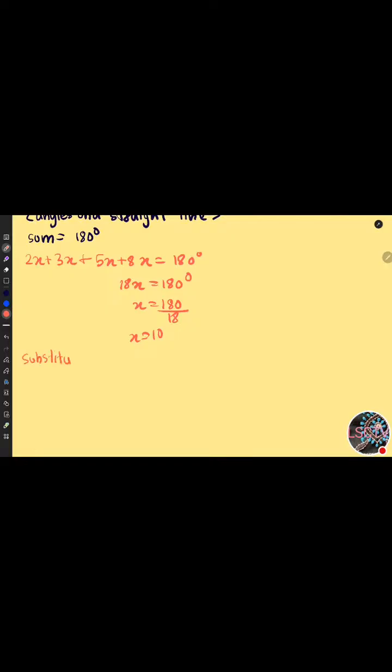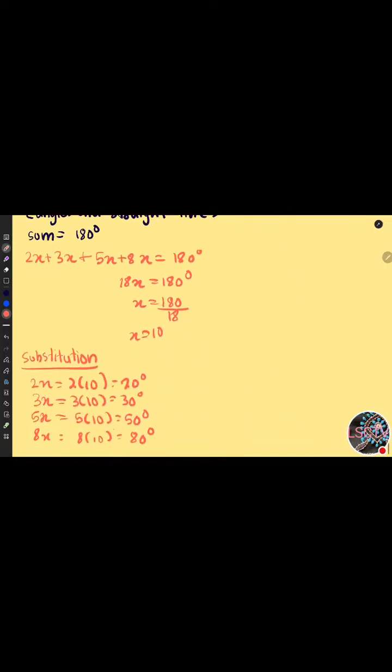Now, substitution. 2x is equals to 2 into 10, which is equals to 20 degrees. 3x is equals to 3 into 10, which is equals to 30 degrees. 5x is equals to 5 into 10, which is equals to 50 degrees. 7x is equals to 7 into 10, which is equals to 70 degrees. Okay, got it everyone? Good.